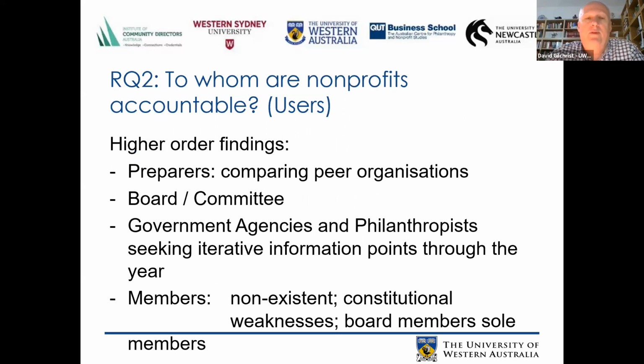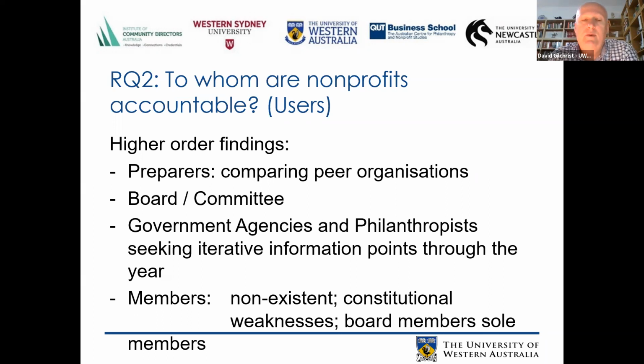The other thing that is important in terms of those users is the higher order findings that we identified as a result of who these users might be. A couple of key issues came out of that which I think are important. The first one is that preparers themselves identified themselves as users of financial reports. Now that might sound strange, but what they were saying was they use the published financial reports of charities and not-for-profits in order to compare their organisation with their peers, compare their performance financially and compare their efficiency financially compared to their peer organisations.